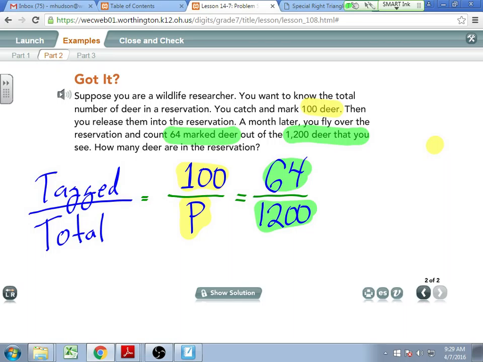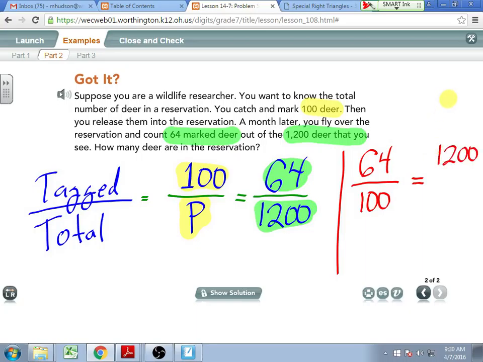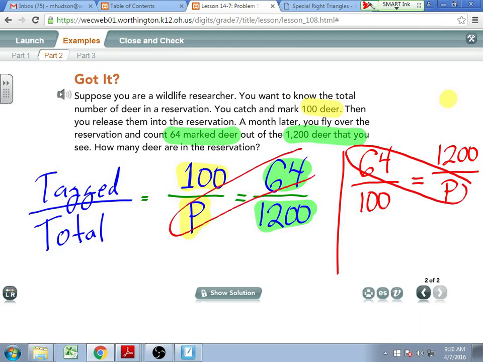So Bella set up, just 'cause she asked and I might as well show it, her proportion as part we saw tagged over the total that we know are tagged, equal to part that we saw, like I don't care whether they're tagged or not, but that's how many I saw out of the total population. Notice 64 will multiply by P here. 100 will multiply by 1,200. So you end up with the same cross multiplication. That's why you get the same answer. That's why that works.